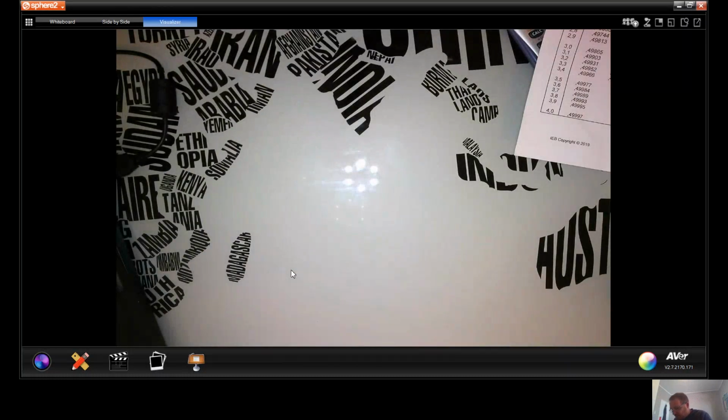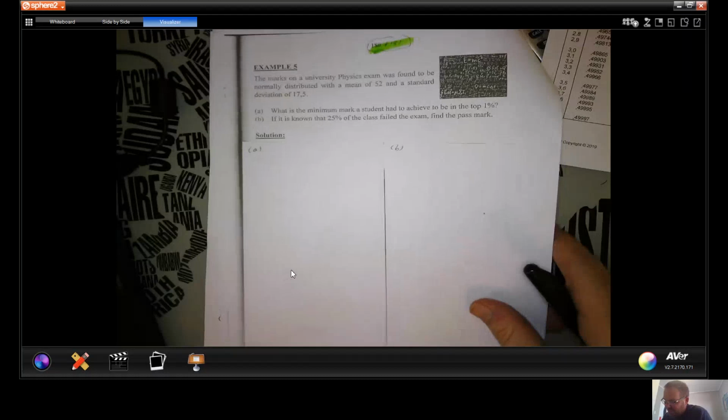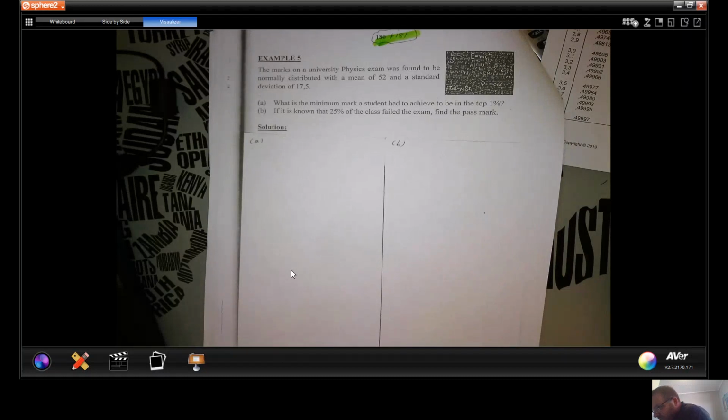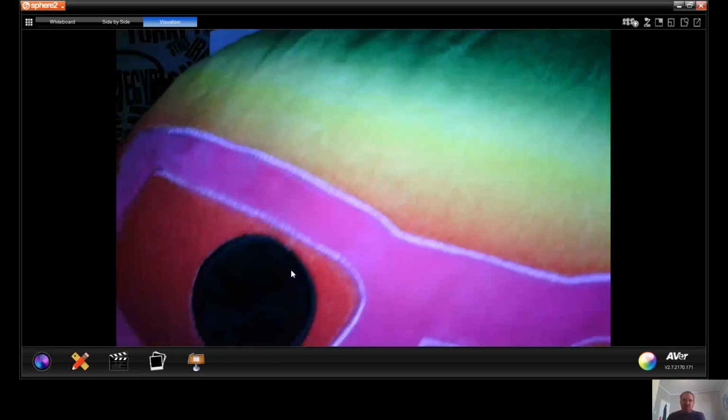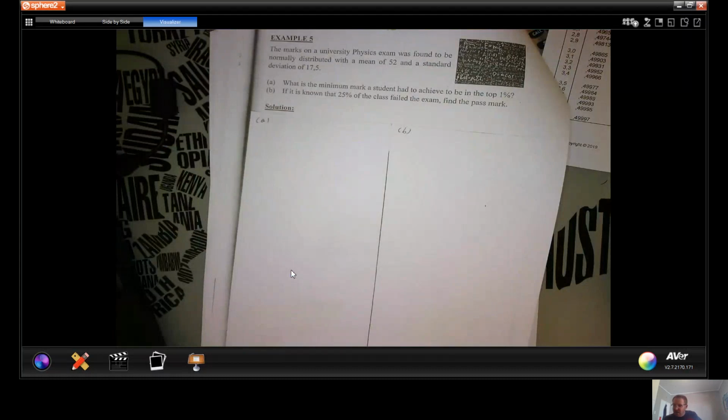Right, so example 5. Now, we're dealing with X scores as well as Z scores. Again, your diagram is key. And Buati has put up her hand. She's super keen. Hello, Buati. There's Buati's eye. She's going to come and help us with the sum over here.